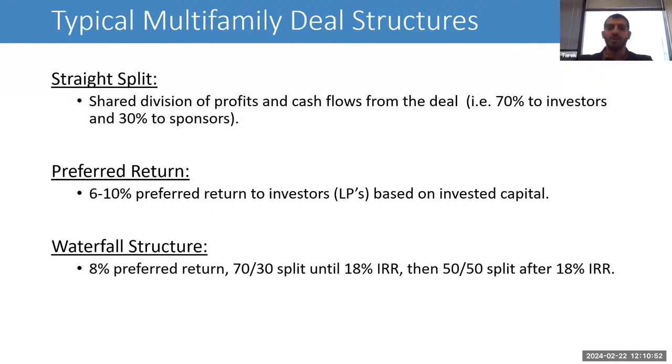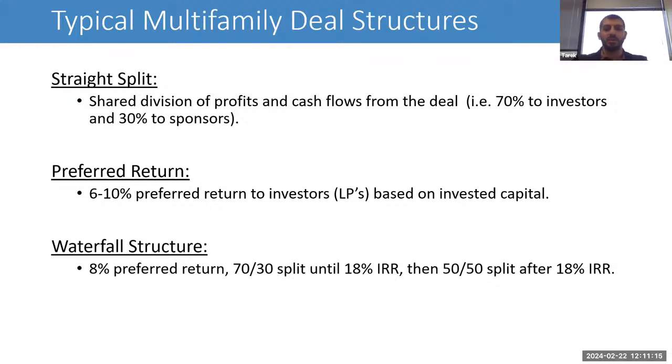As an investor, you can structure this in really infinite ways. But some of the most common ones are a straight split, which just means that you divide the profits evenly at all points. For example, a typical deal is 70% of all the profits go to investors and 30% go to the sponsors, who are also known as the operators, or basically the people who are on the ground day-to-day managing the deal itself.